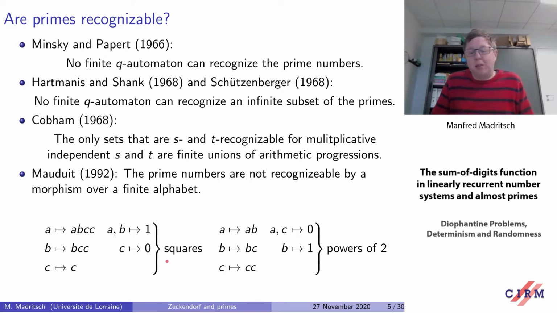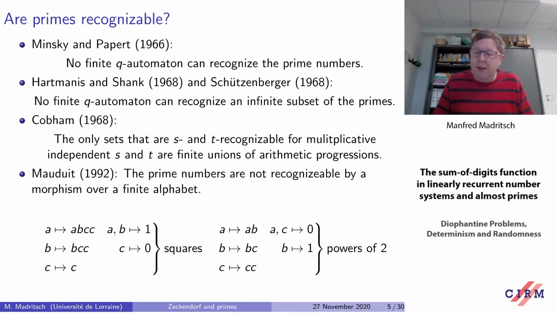And why is it possible for the squares? For the squares, it's possible because you know the distance between two squares. So if you have n squared and you have (n+1) squared, then (n+1) squared is n squared plus 2n plus 1. So you know that there are 2n numbers in between that are not squares. And this is something you can easily construct with an automaton, and also the same is true for the powers of 2. So here, in order to see it, you have to start with A and then B and so on.